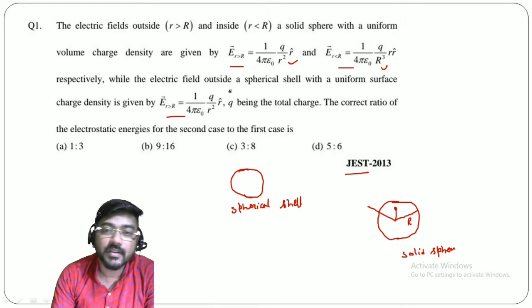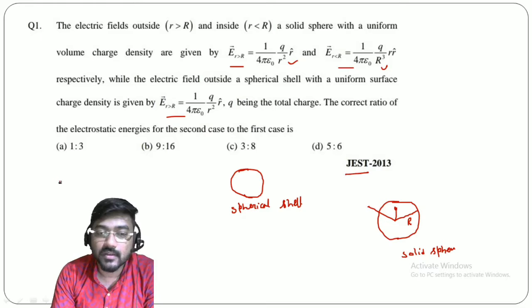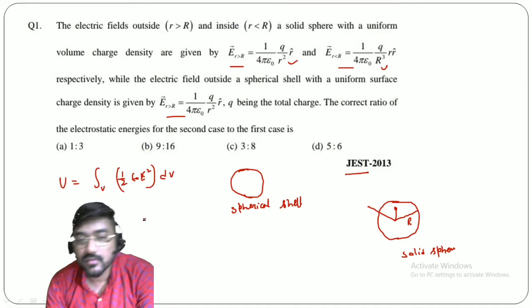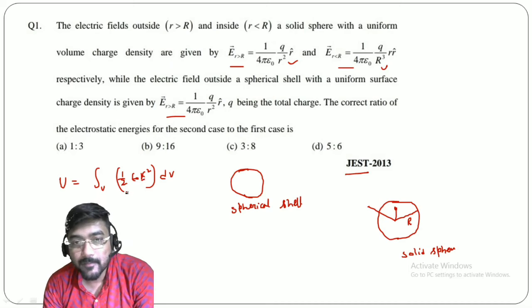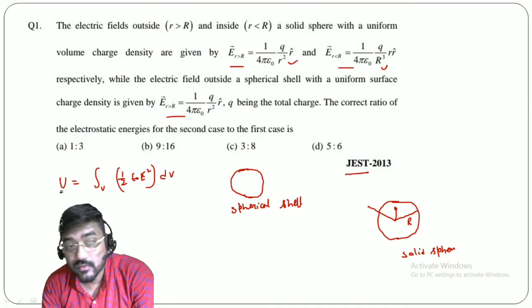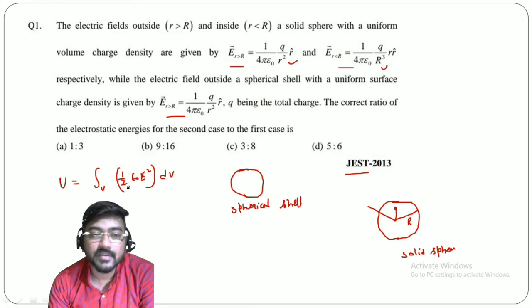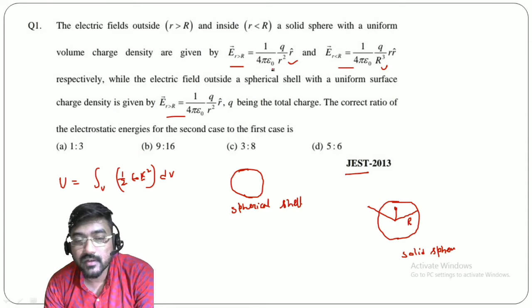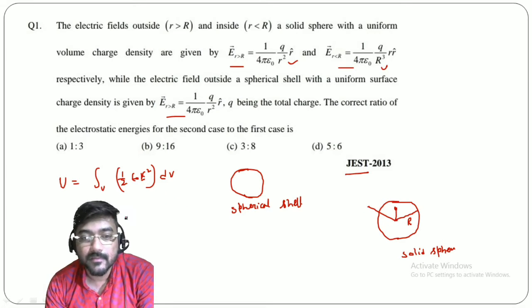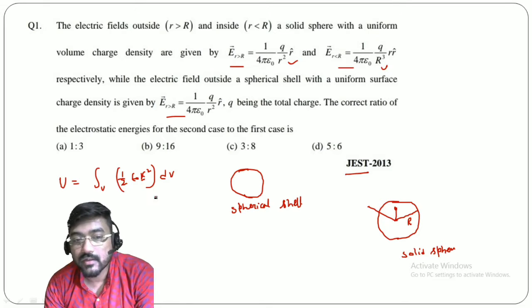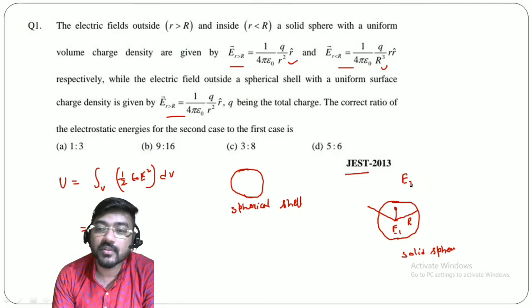The process of finding the electrostatic energy: U is equal to the volume integration of half epsilon 0 E square dV. This is actually the total electrostatic energy, so from this expression you can find the electrostatic energy. For this case, let me take E1 inside the solid sphere and E2 outside the solid sphere. So what will this be?